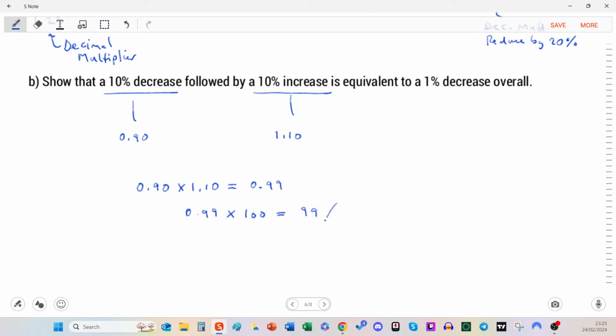gives us 99%. Now whenever you start a question, we started with 100%. We did two things to it and it became 99%. So the overall effect was 100 take away 99, which is a 1% decrease. So we've shown that that is the overall effect.